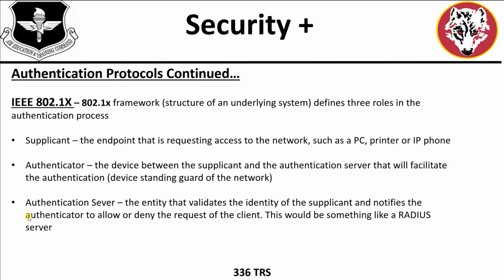Then we have 802.1X. 802.1X is the framework, again, the framework structure of an underlying system, which defines 3 roles in the authentication process. So there are 3 key players to 802.1X. We have the supplicant, authenticator, and authentication server.